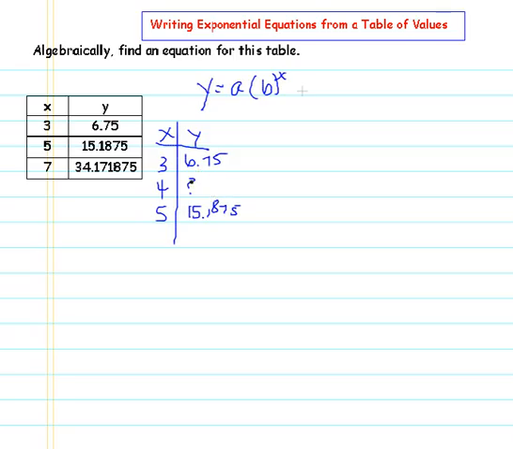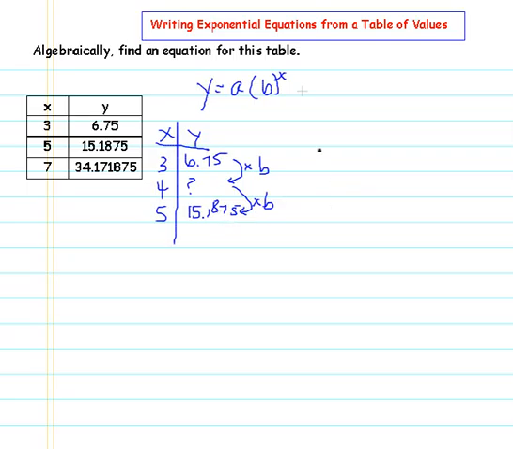Now, if you remember at the very beginning of our unit on exponents and exponential models, we found that the pattern in a table of values for exponentials is one of multiplication. So we know that to get from, say, 6.75 to the next term, we have to multiply by some number, and we call that number b. To get from this one to this one, we also have to multiply by that same number, b. So to get from 6.75 to 15.1875, we're going to have to multiply by b twice.